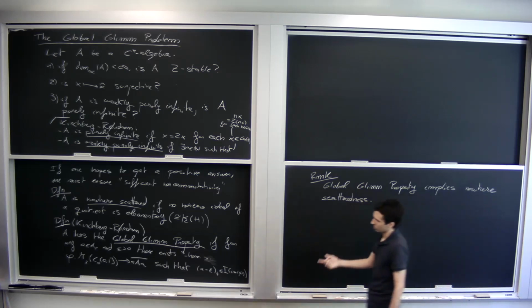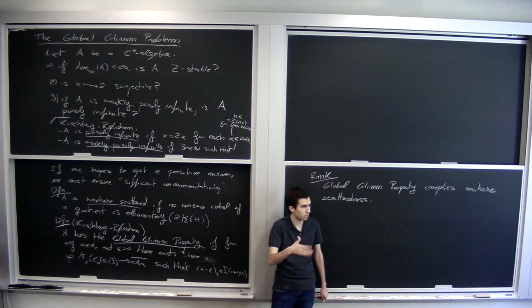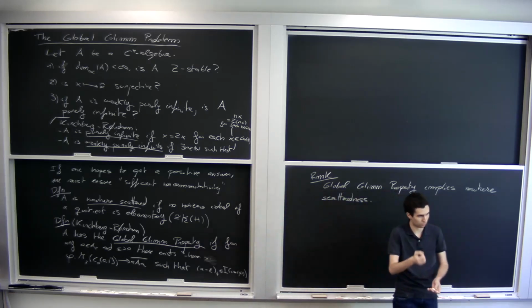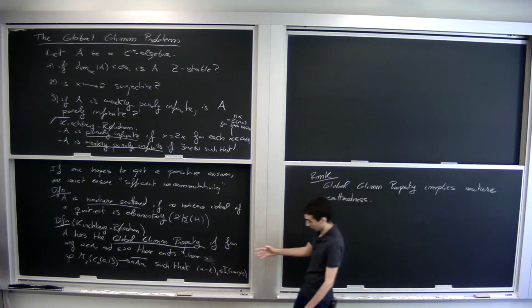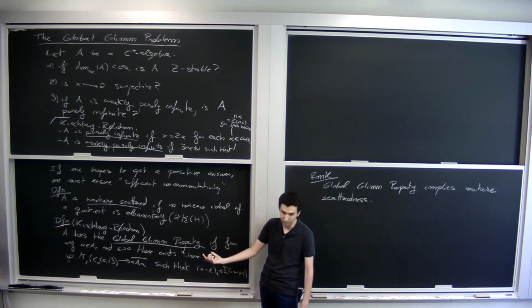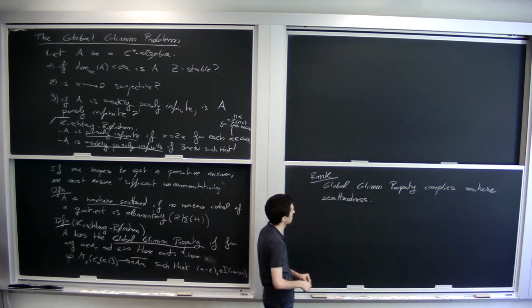And well, I forgot to mention, I don't know the exact reason, but I assume that this is called the global Glimm property, because there is a famous result due to Glimm that says that every system algebra that's not type one has a non-zero square zero element. So in particular, in the simple case, what the result is saying is that the system algebra has a full square zero element. And in some sense, this is a localization of that. You are asking this to approximately happen in every hereditary subsystem algebra. So that's why this is called the global Glimm property.